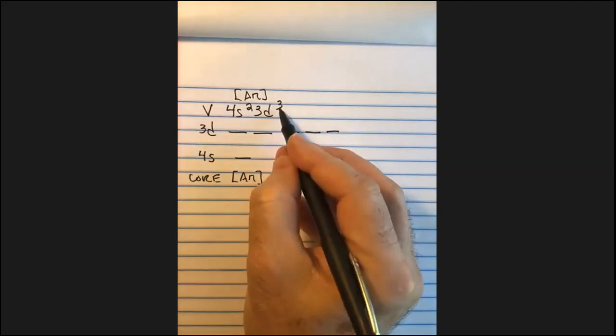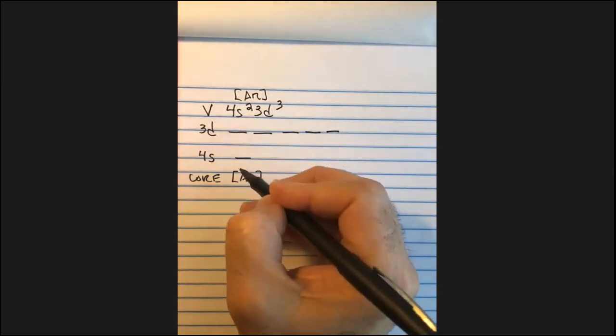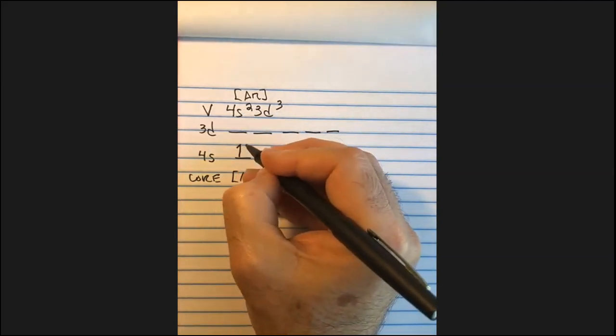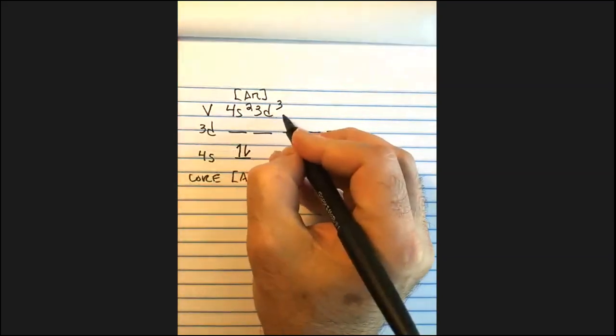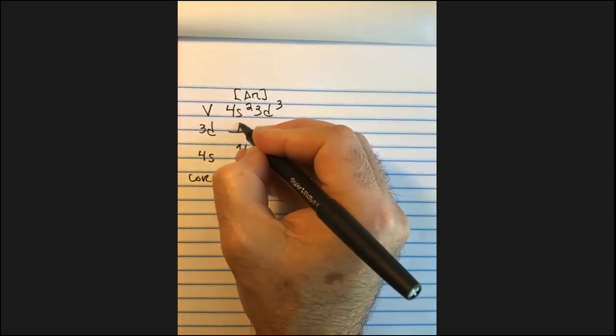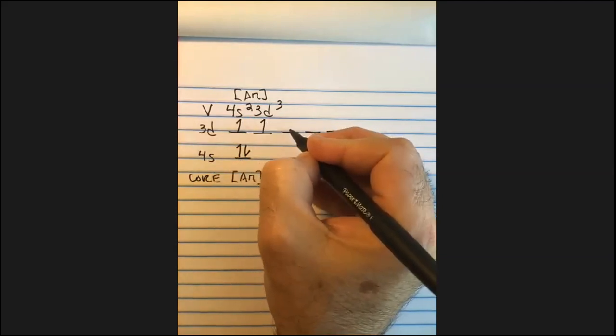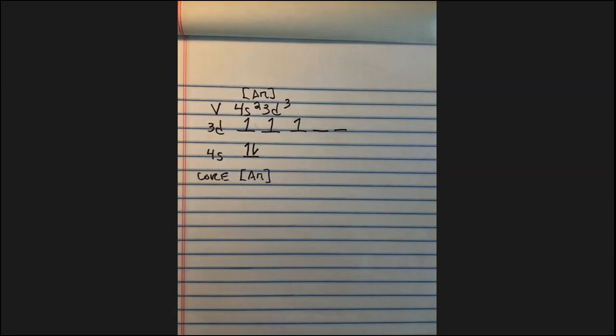And I had to put 2 electrons in 4s. So I'm going to put them with opposite spins. And then 3 electrons in 3d. According to Hund's rule that we talked about last time, as long as possible, they need to be in separate orbitals. So that is the configuration that we would do for vanadium, all right?